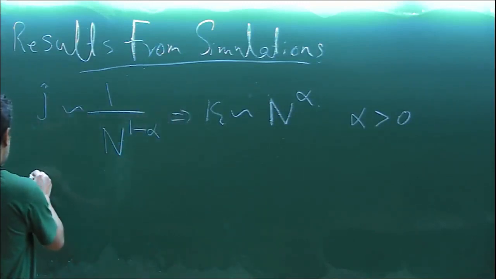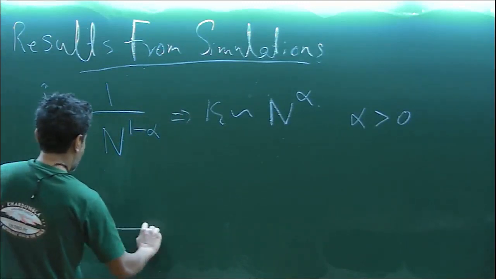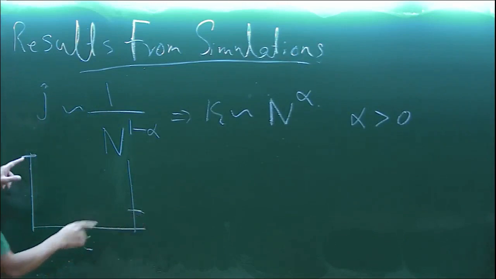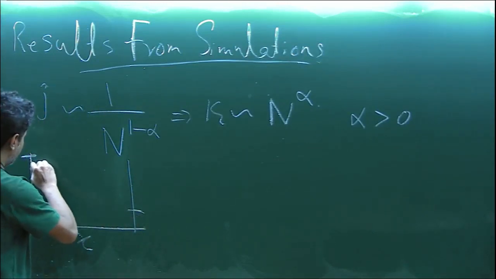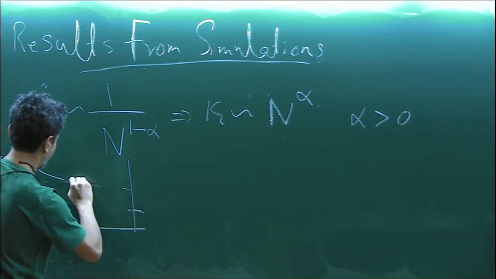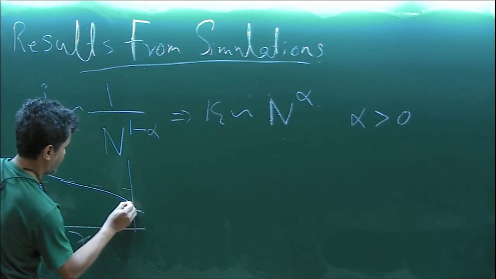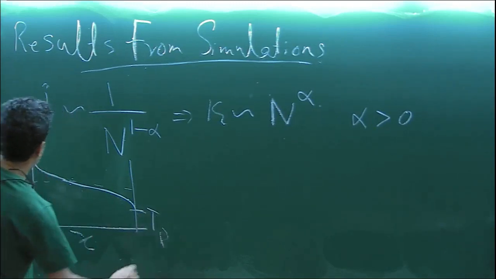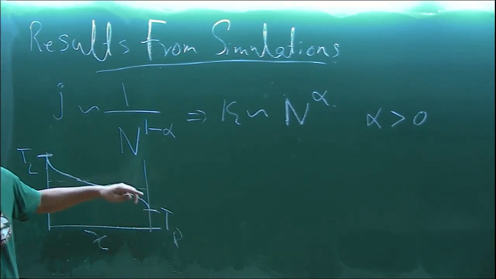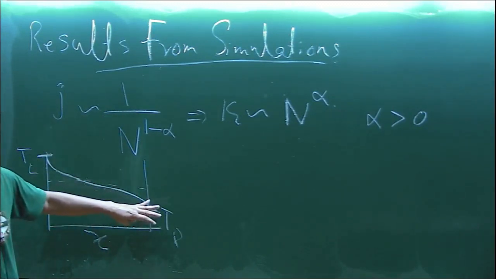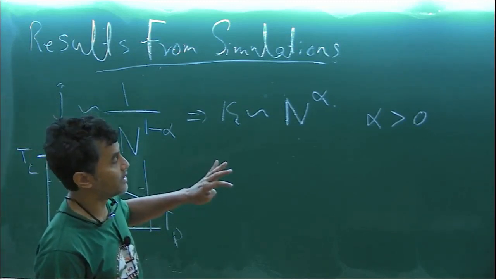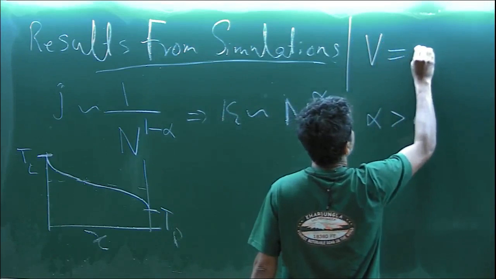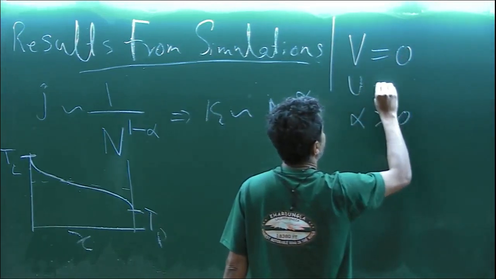The other thing that was observed in simulations was the temperature profile. If you plot temperature as a function of space, then these are the end temperatures, T left and T right, and in between you find this very nonlinear profile. Even when the temperature differences are very small, we find this highly nonlinear temperature profile. So these are the two signatures that you find in all these systems. And I should say all these are for V equal to 0, so no pinning, and U is nonlinear.